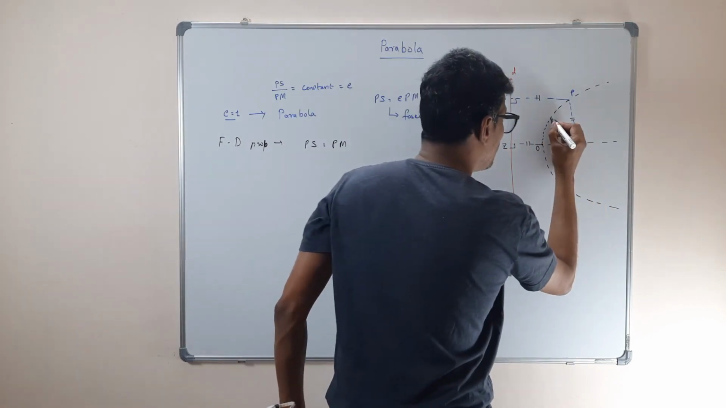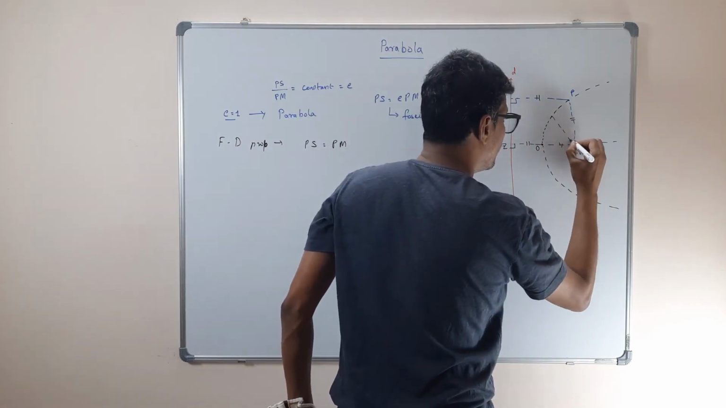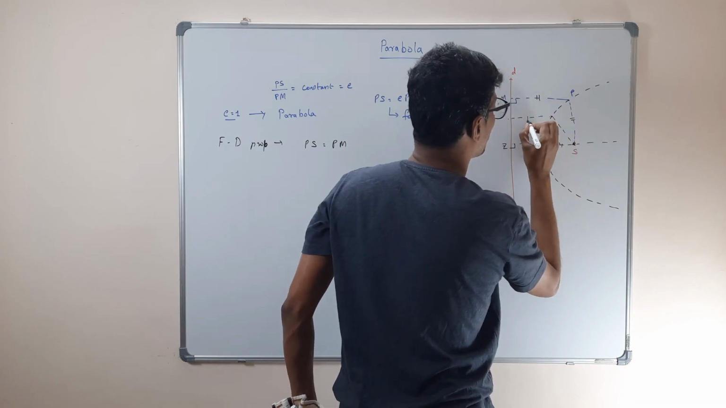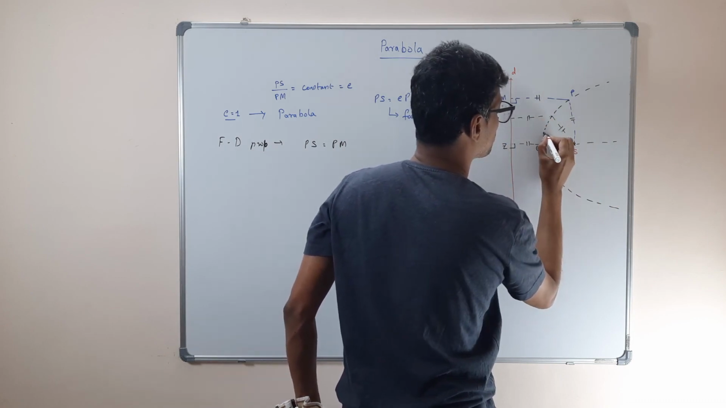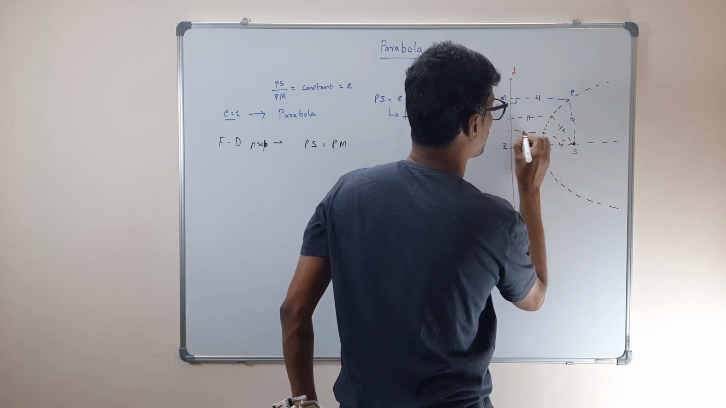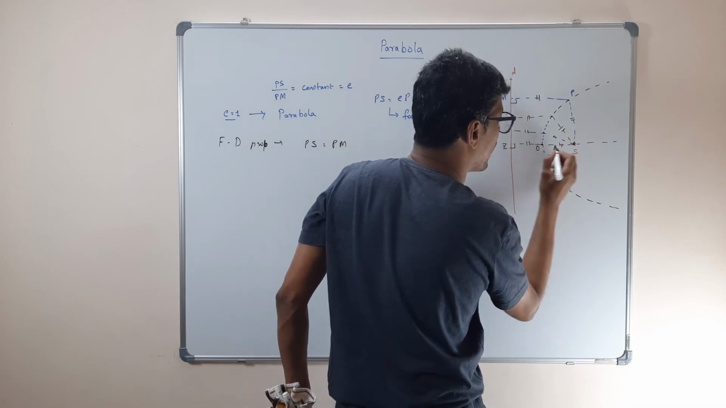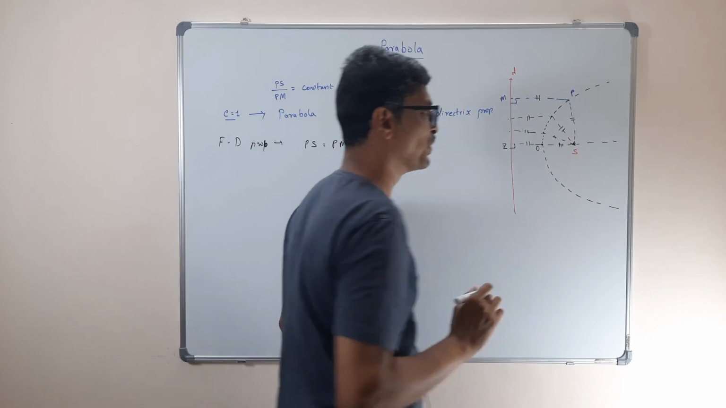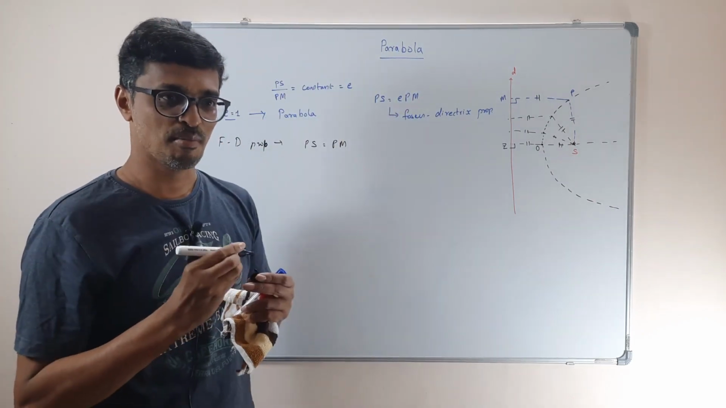All these points, they both will be equal. These points, they both will be equal. Therefore, when I bisect this, this point is also going to lie on the parabola.